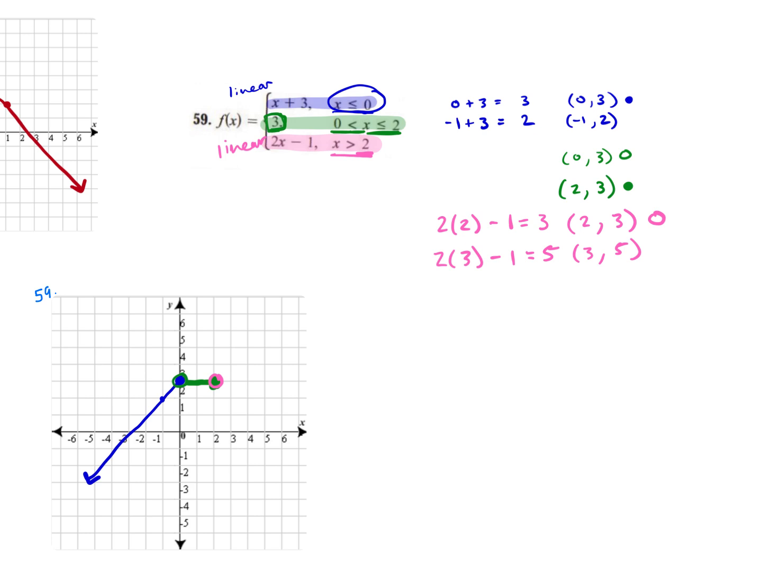Now remember, this point just gives us direction. So it's not a defined open or closed circle. It just tells us which way we're going. So I'm going to go to the right 3 and up 5. And then we can connect our dots.